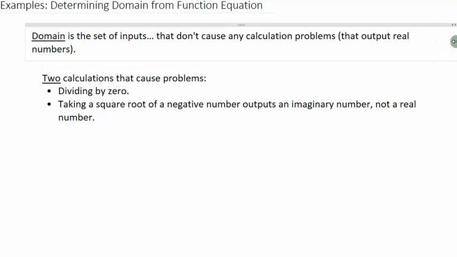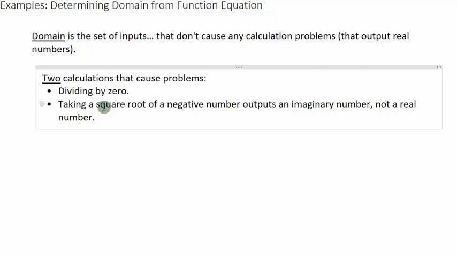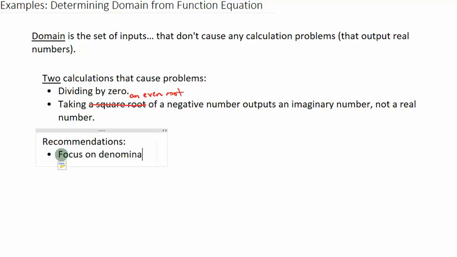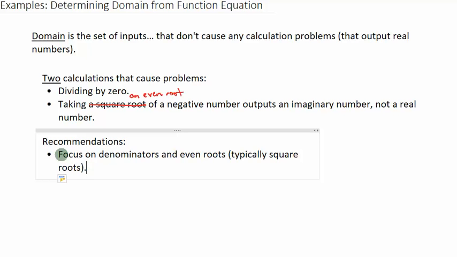And even more so, it doesn't have to be a square root. Taking an even root, any even root, such as 4th root, 6th root, 8th root of a negative number outputs an imaginary number. Odd roots are fine, cube roots, 5th roots, 7th roots, etc. So these are the two calculations that we need to avoid, okay? So I'm going to give you a couple recommendations here. The first one is focus on denominators, since we can't divide by zero, and even roots, typically square roots. But you would treat a 4th root just like a square root when you're looking for a domain.